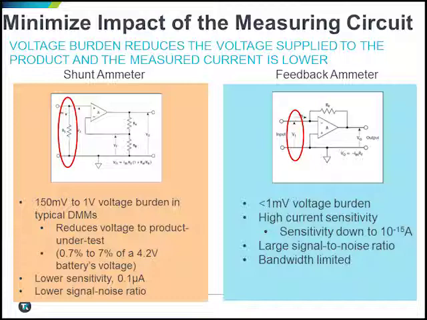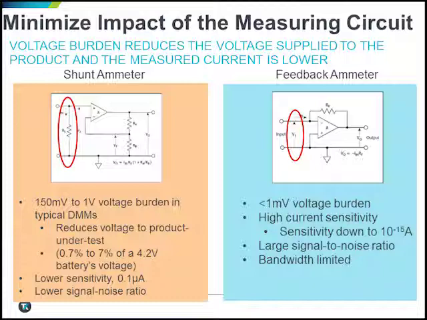The feedback ammeter topology uses an op-amp current-to-voltage converter. Since the input voltage across an op-amp is negligible, the voltage burden seen by the test circuit is extremely small. The current builds up a voltage in the feedback circuit, and the feedback resistor can be a very large value since it does not impact the measuring circuit. That allows ultra-low current sensitivity.